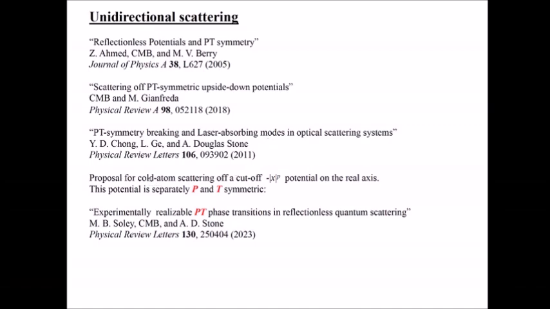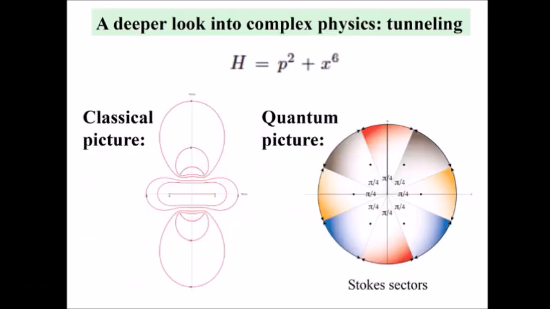And I mentioned at the beginning of my talk that we just wrote a Physical Review Letter on cold atom scattering off a minus x to the 4 potential, or minus x to the p potential, on the real axis. You can read this paper. This is just a few weeks old, where we should be able to observe those energy levels in a simple cold atom scattering experiment where you have balanced loss and gain.